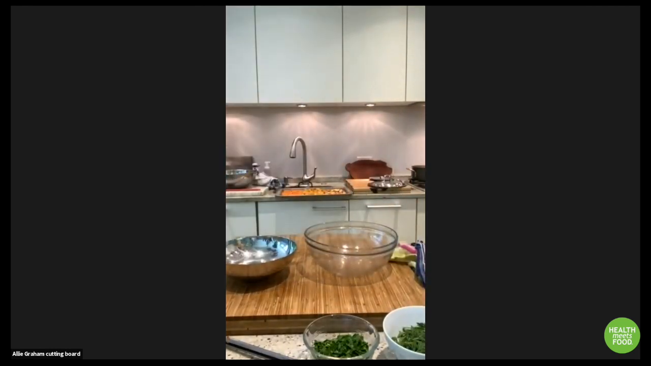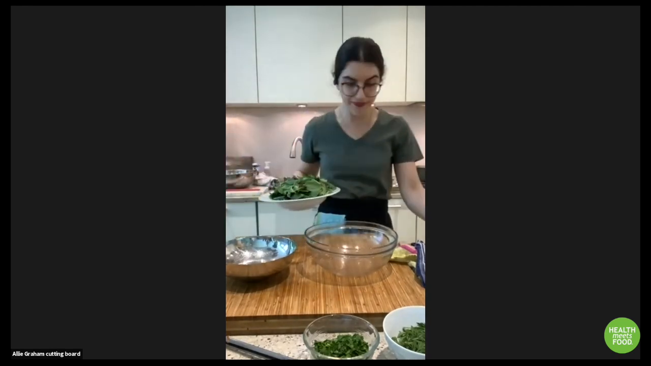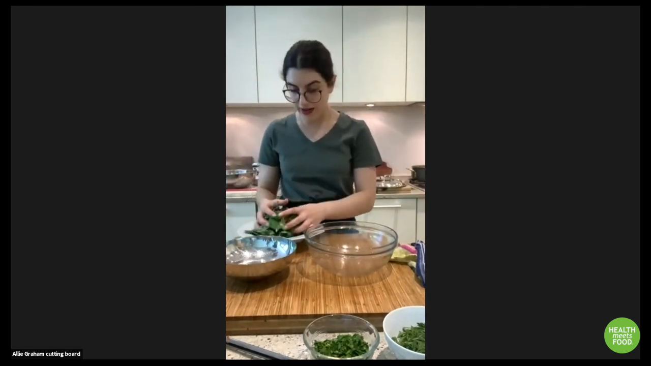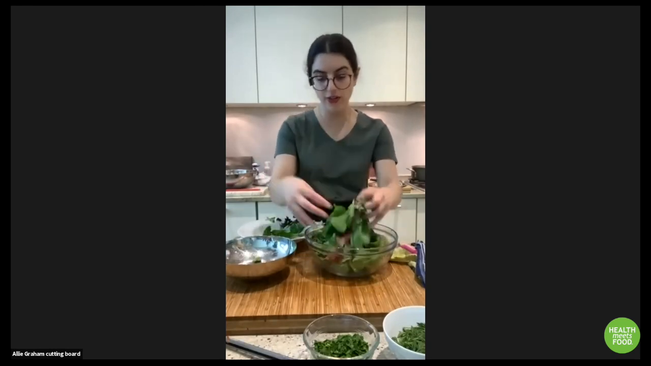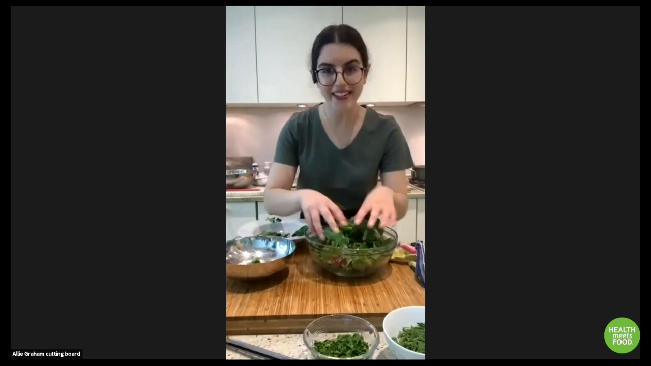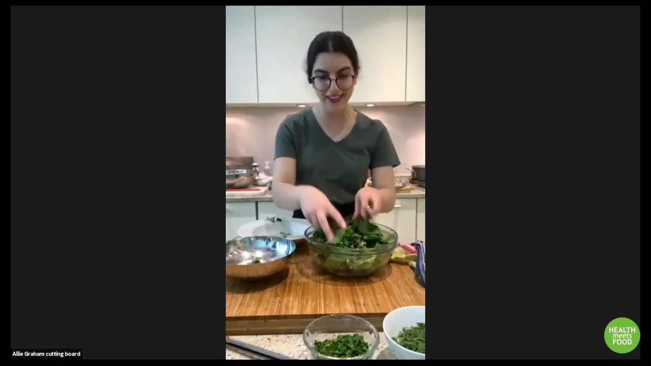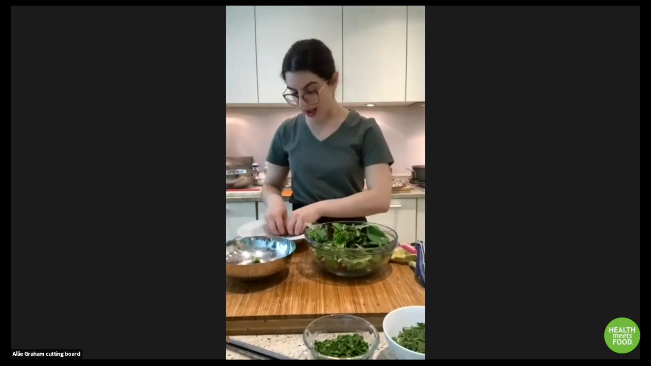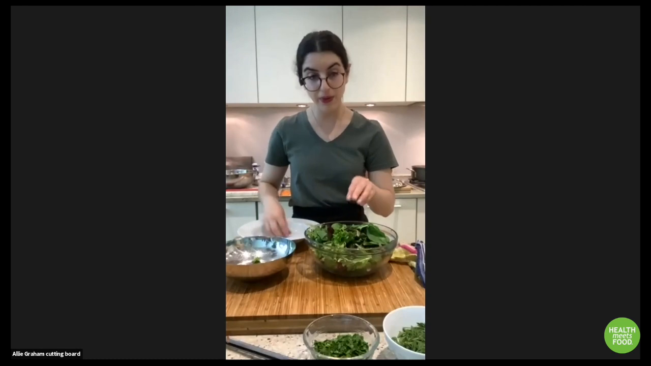In a bowl, I'm going to put in my favorite spring mix. So a nice big handful of spring mix. You could use arugula. You could use spinach. You could use any type of romaine lettuce that you would like. So I have my lettuce in the bowl.